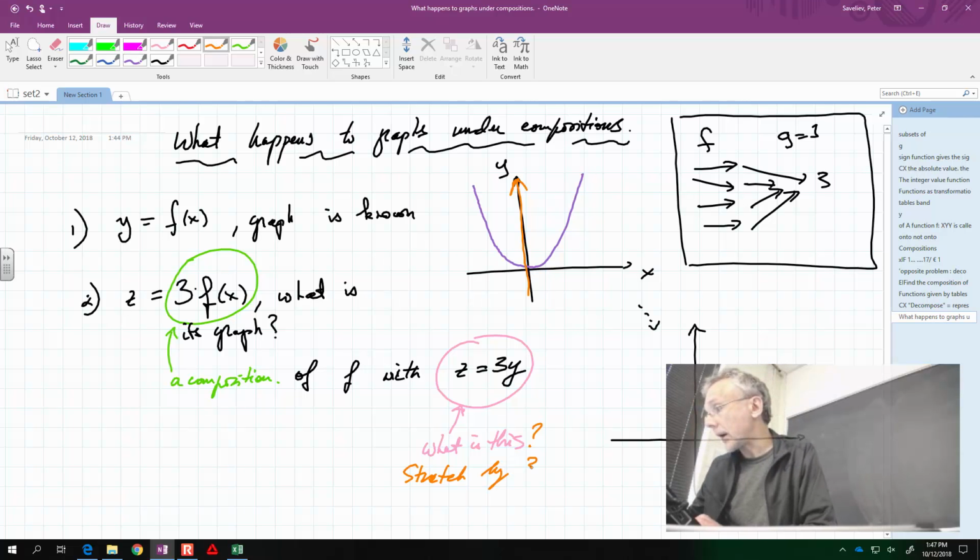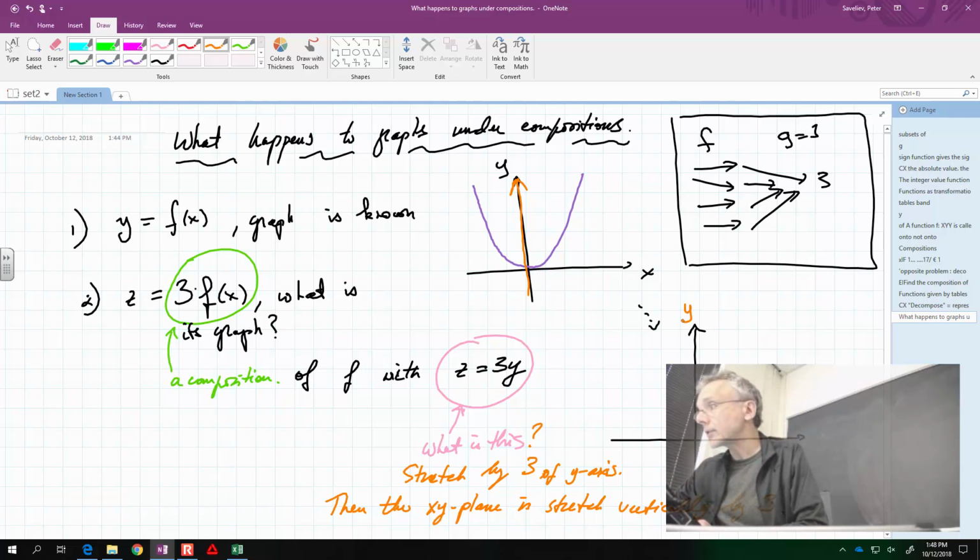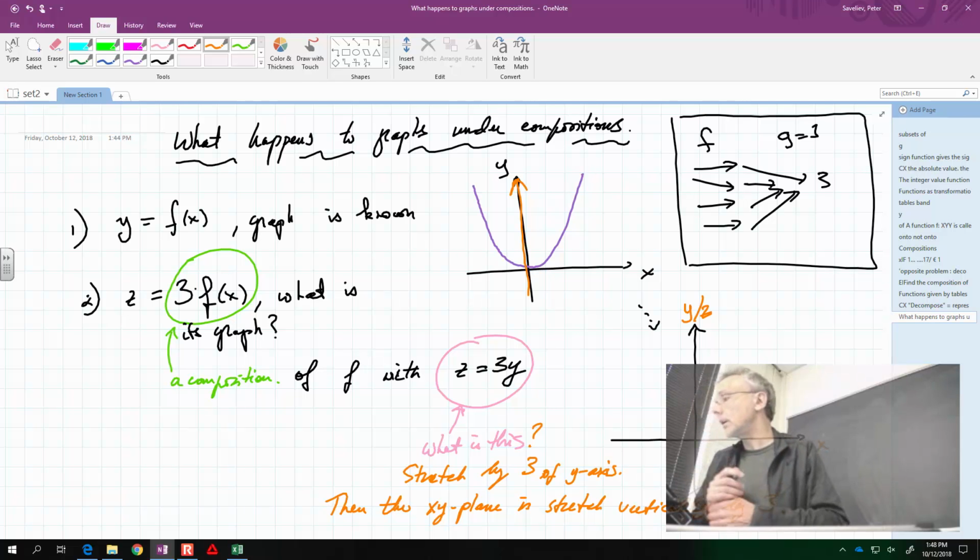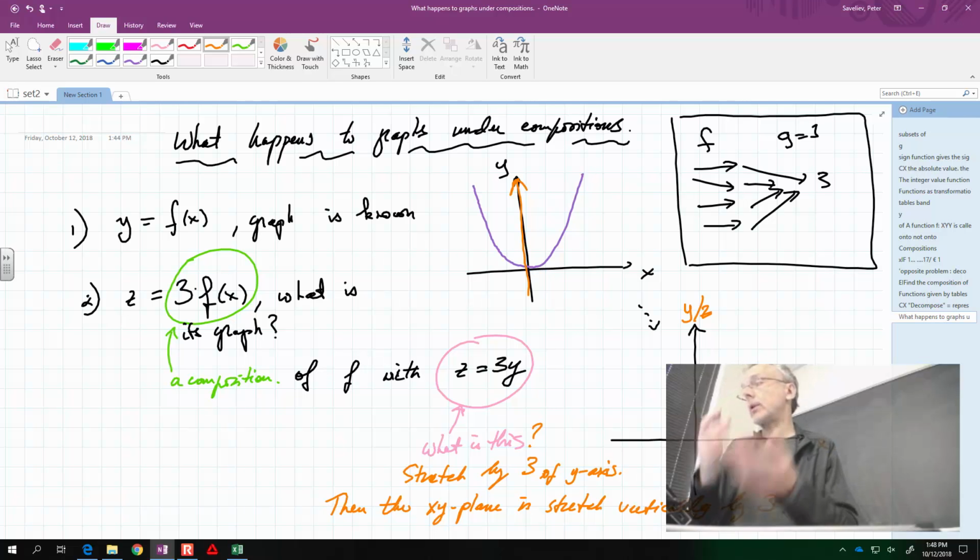So stretch by 3, and stretch by 3 of what? Of the y-axis, which causes the xy plane to be stretched vertically by a factor of 3. So this is my y-axis, which is stretched into the z-axis. Nothing happens to the x-axis, right? So x is intact, the same input, but the output becomes 3 times. That's what we talked about not a long time ago about stretches of the axes.